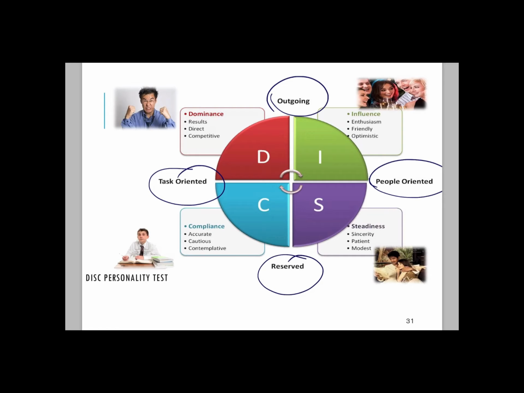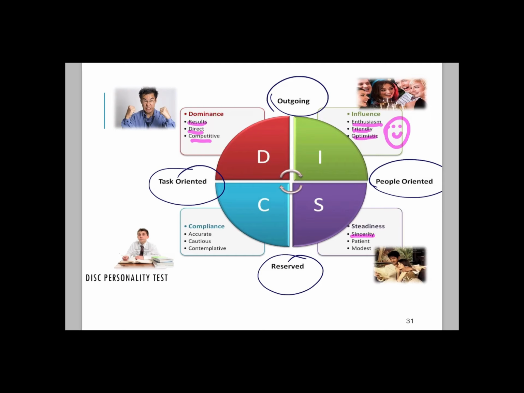First one is dominant. Dominant personalities focus on the result of the work, the efficiency of the work, and he or she is quite direct and competitive. They love competition. Next is I, we call influence. Influence is the personality of enthusiasm, friendly, optimistic, right? Positive thinking.